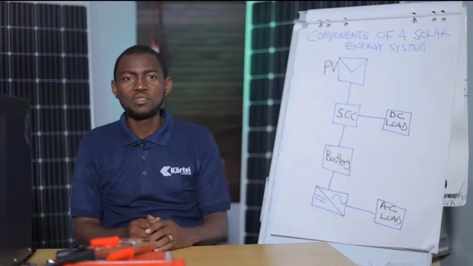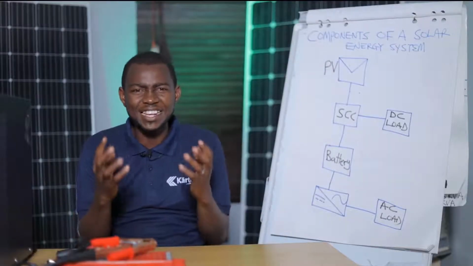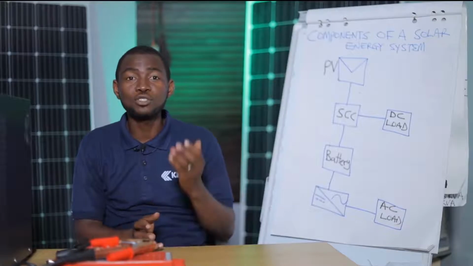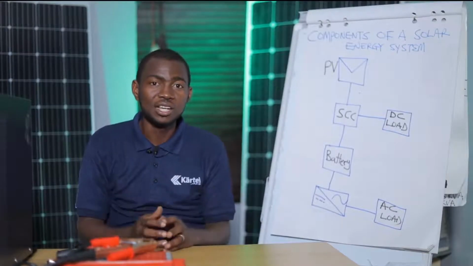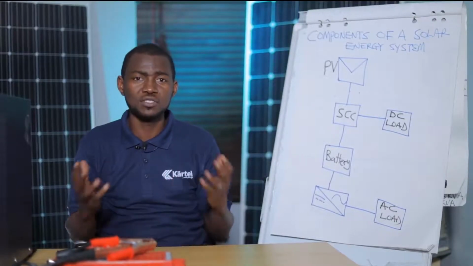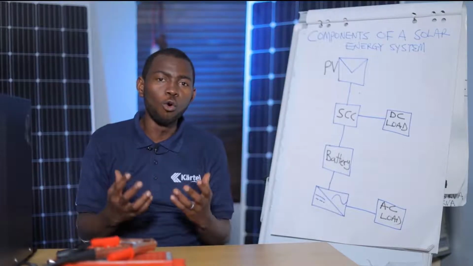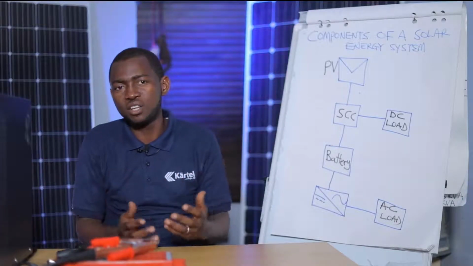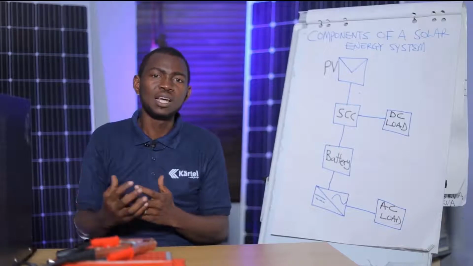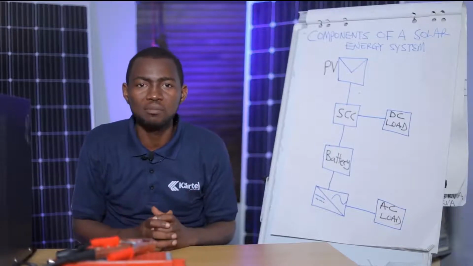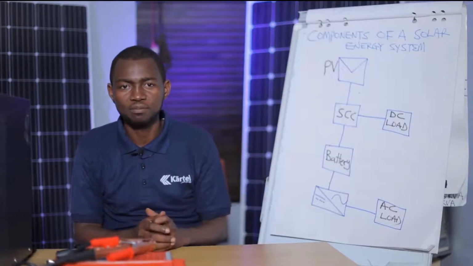3. The battery. The battery is the energy storage. The battery stores the energy that is required in the system. 4. The load, either the DC load or the AC load, takes the energy requirement from the battery.